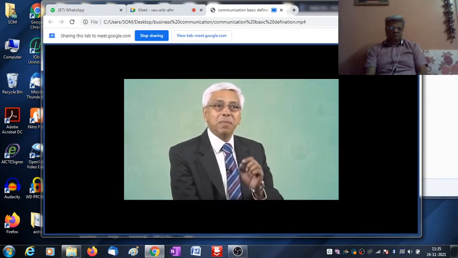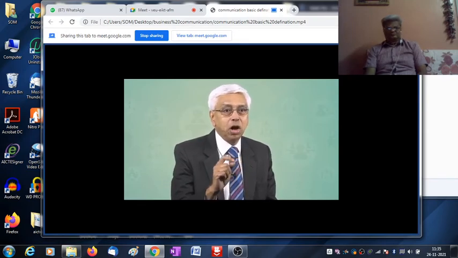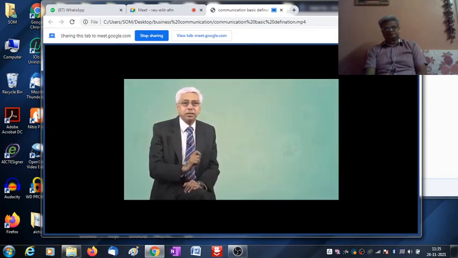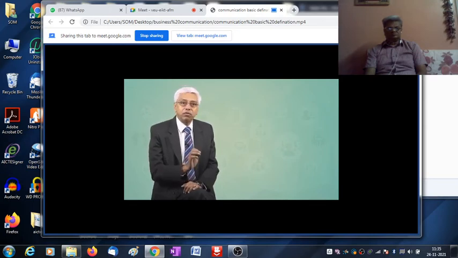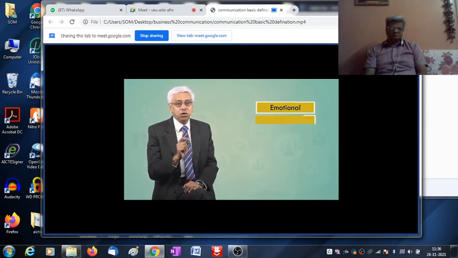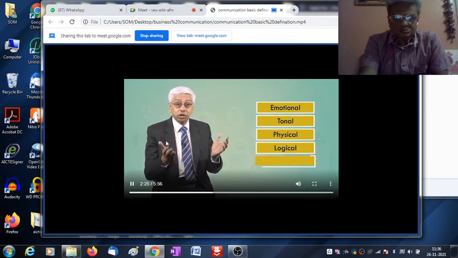Secondly, the term meanings suggests the transfer of emotion, information, concepts, or ideas. This implies that the message contains much more than mere data. In fact, every transaction provides the recipient with not just the text, words, or pictures, which are the direct and obvious signals, but also the emotional, tonal, physical, logical, and contextual cues.